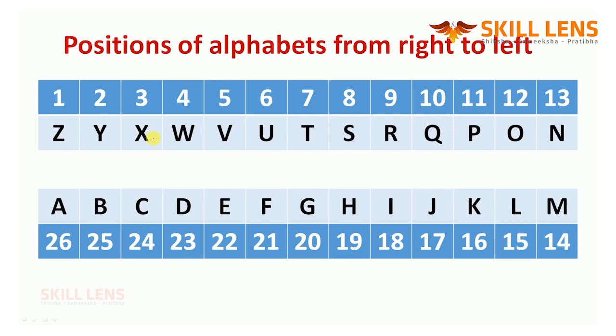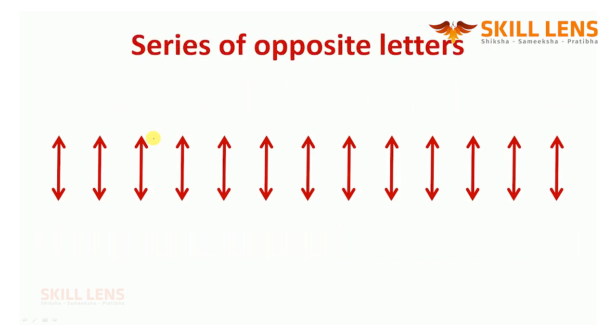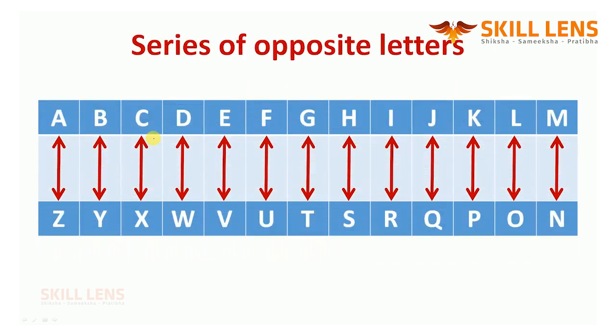Okay. How do you actually remember these? You should know the series of opposite letters as well. Guys, A's opposite letter is what? Z. B's opposite letter is what? Y. C's opposite letter is what? X. Guys, how to remember this? A's place value is what? 1. Z's place value is what? 26. If you add them, it becomes 27.